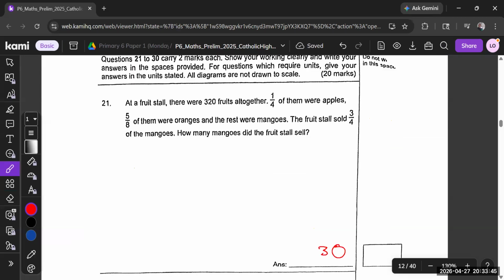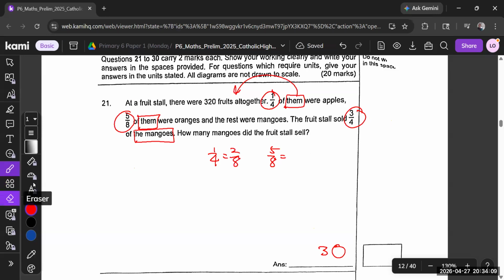What is the fraction talking about? Them. Of what? Them. And what is them? The fruits. Okay? What is this fraction talking about? Them, which is the fruits. What is this fraction talking about? The mangoes, not the same. So which fractions are talking about the same thing? 1 quarter, 5 over 8. Make them the same denominator, 2 over 8, so that you can draw your model.